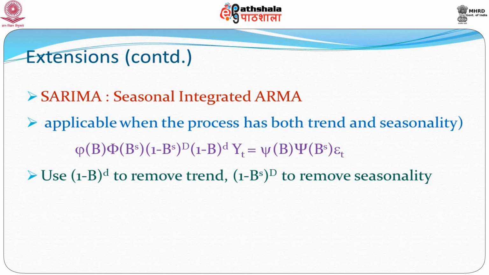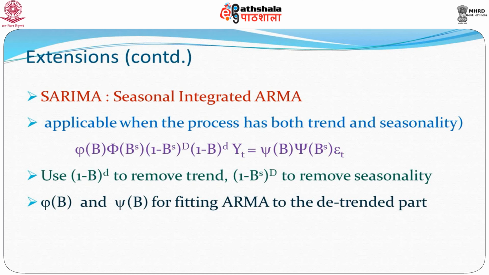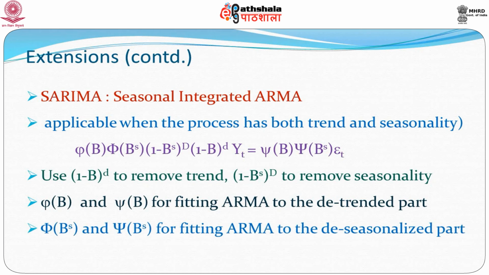1 minus B to the power of s, whole thing to the power of D, and then you fit the usual phi B psi B for the ARMA for the detrended part, and phi B to the power of s and psi B to the power of s for the deseasonalized part, and you land up with what is referred to as a SARIMA model. So, the ARIMA and SARIMA models are extensions of the ARMA models: in the first case, when you have just a simple trend, and in the second case, when you have both trend and seasonality.